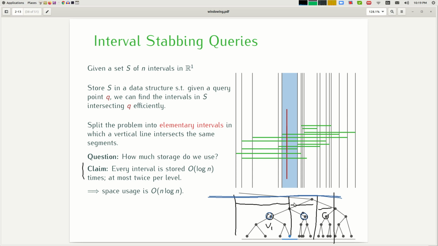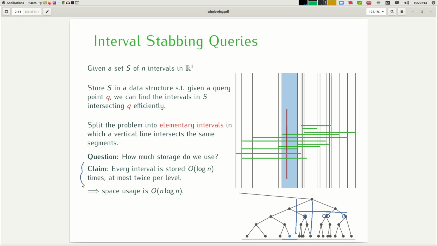But an interval is allowed to span 2 nodes. For example, let's look at this picture. If you look at this interval like this, it could span the slab of that node and that node, which is fine because those nodes are not siblings. But now you can see that if I add any other node to this, if it spans this one, then I have 2 nodes that are siblings of each other. So therefore we can see that this claim holds, so every interval is stored at most twice per level, so we have n log n space.